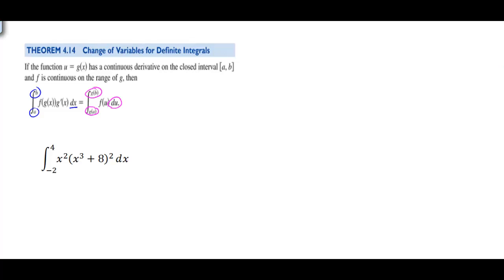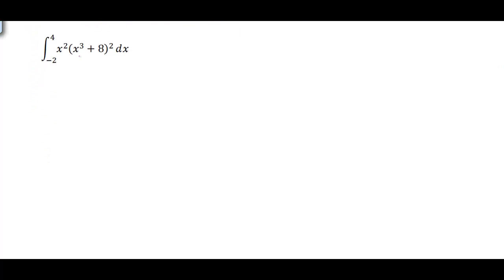So we then have to change our lower and upper limits into u values instead of x values. So I want to look at an example here of how we can do that, and I'm going to look at this example two ways. First, I'm going to look at how we can continue to work with this using our x values as our limits, -2 to 4, and then I'll go back and look at what we can do if we want to leave it in terms of u. So we have x squared multiplied by x cubed plus 8, the quantity squared, dx.